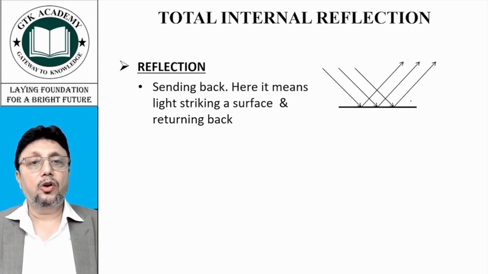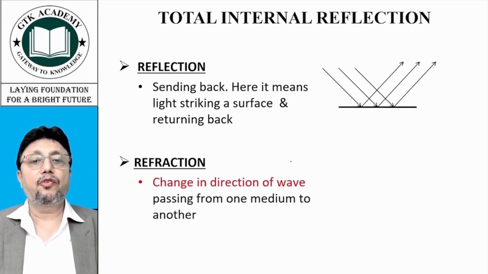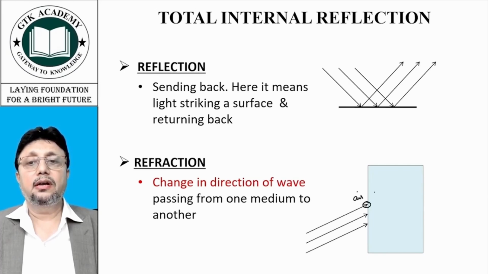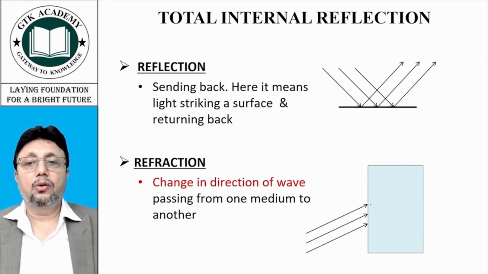Then there is one more terminology which is called refraction. What does refraction mean? Refraction means change in direction of a wave passing from one medium to another. Here, for example, say this is a transparent medium, a glass block. Light strikes on this block. See, the light rays are striking here. So here the medium is changed. Here the medium is air and here it is glass. So at this interface there is a change in medium.